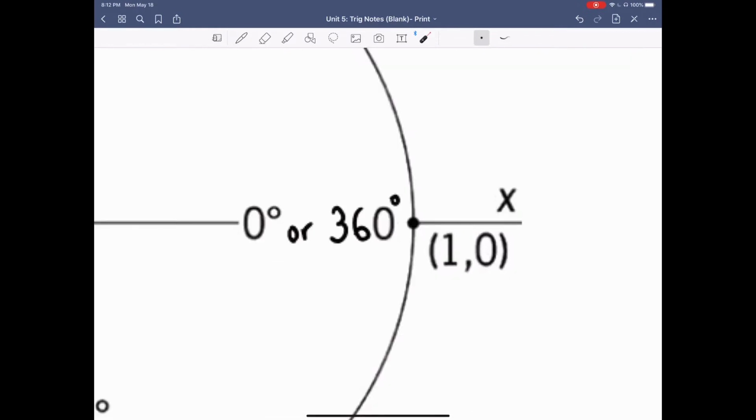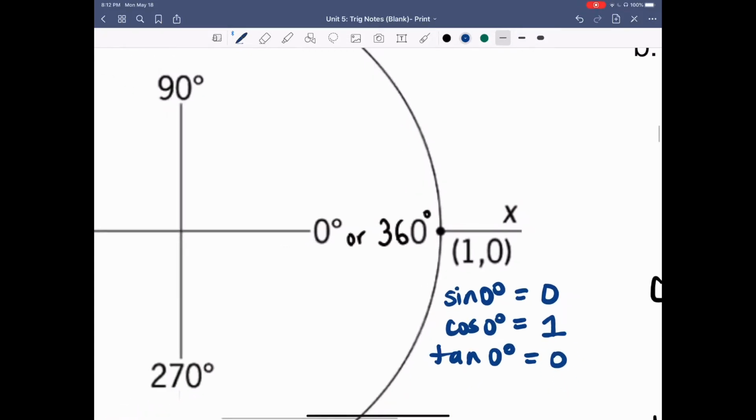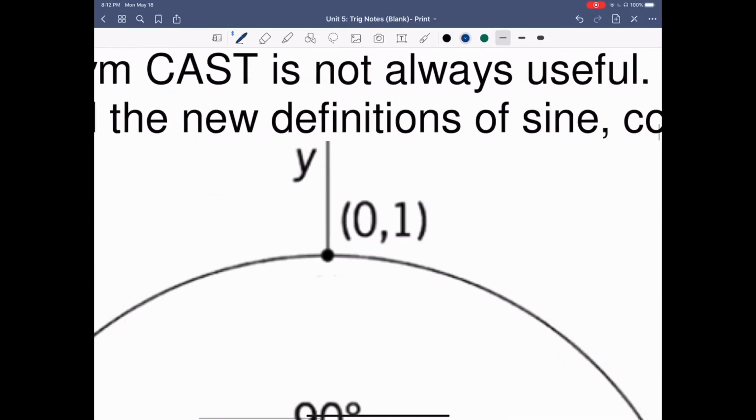We have here 1, 0. And so if you were to take sine of 0 degrees and put that in the calculator, you'll get 0. Cos of 0 degrees, you get 1. Tan of 0 degrees, you get 0. And simply just putting it in your calculator, okay? All right, we're going to go back to all these numbers. Now go to the second coordinate, going counterclockwise.